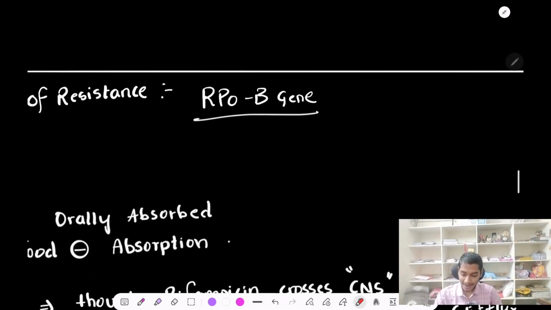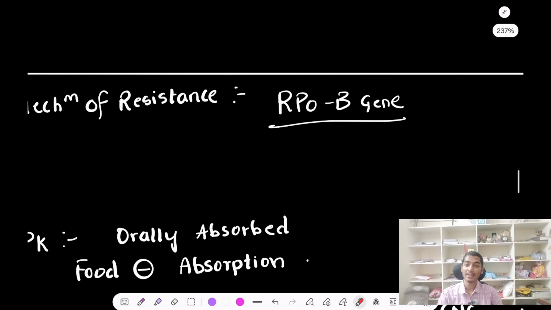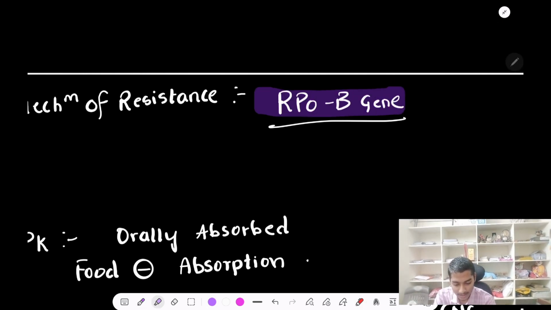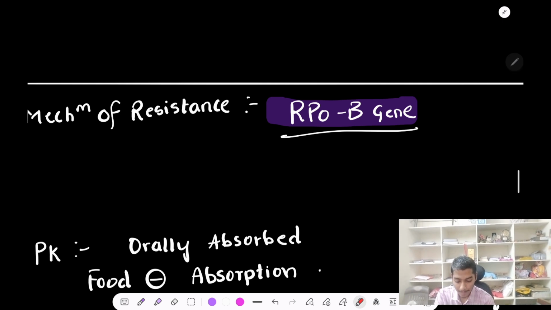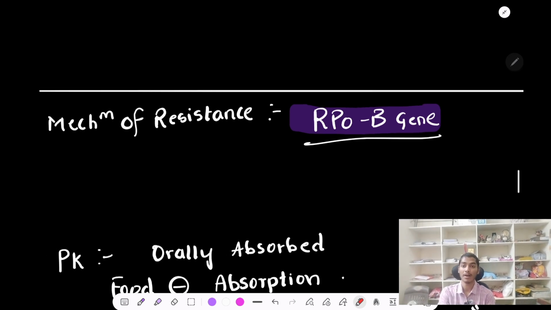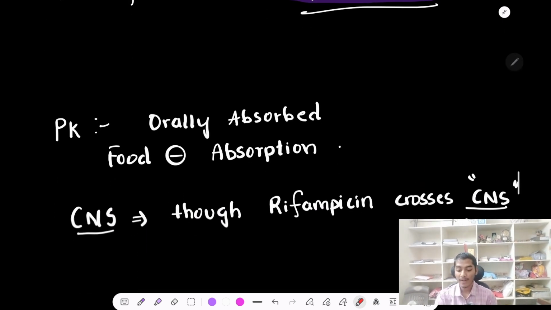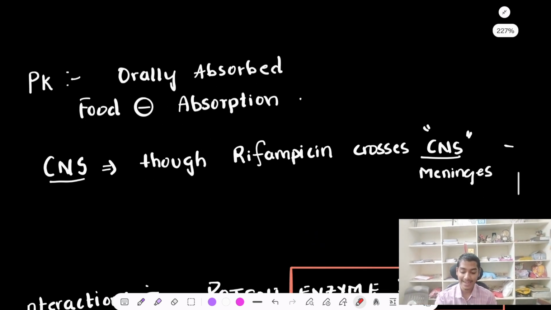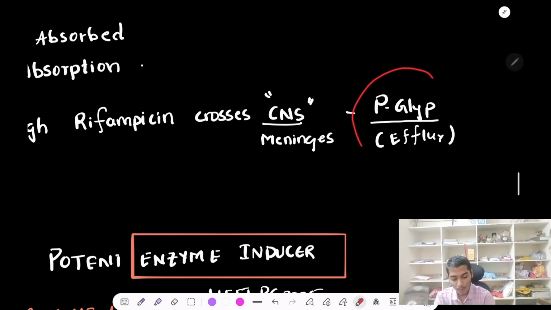So next we have a mechanism of resistance, that is because of the rpoB gene. You can see the RPO gene that we have. So because of this RPO gene, the resistance is being developed to rifampicin. Pharmacokinetics: it is orally well absorbed, food inhibits the absorption. And in the CNS, though it crosses the meninges, there is P glycoprotein, an efflux protein, that decreases the level of this rifampicin in the CNS.